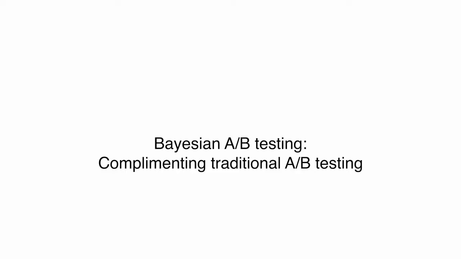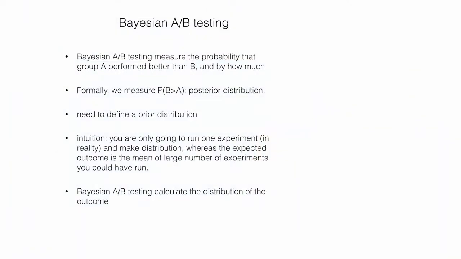There's a complementary approach called Bayesian A/B testing. And what that does is it is slightly different from the frequentist approach in the sense that it calculates mainly the probability that your group B, let's say you have two groups A and B, your group B has a better response than group A. And that's all it is measuring.